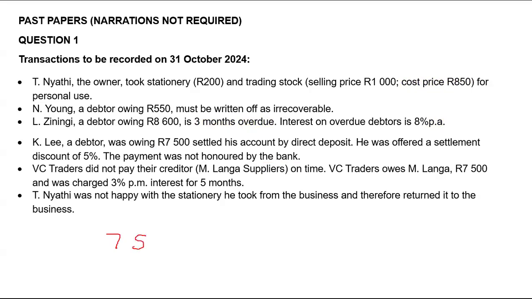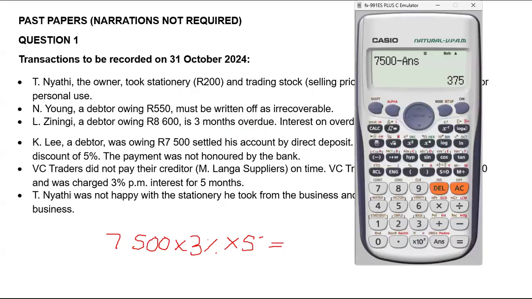$7,500 multiplied by 3%. But this is not per annum, unlike the previous example or the previous question or transaction. It is per month. Because we want interest for 5 months, we will just multiply it by 5. You don't divide by 12 because the interest rate was not per year. Instead, it was per month.